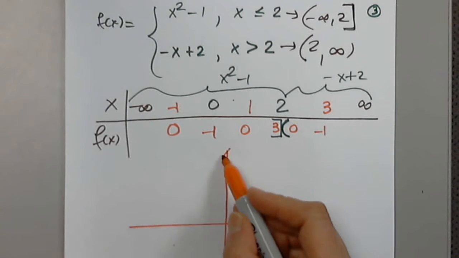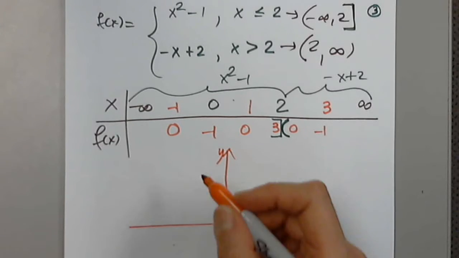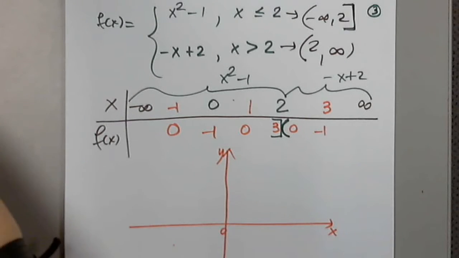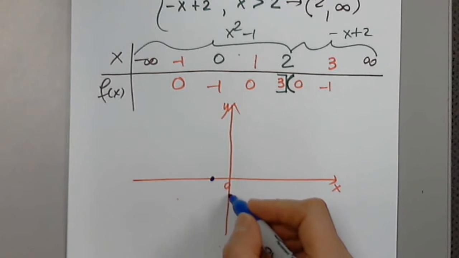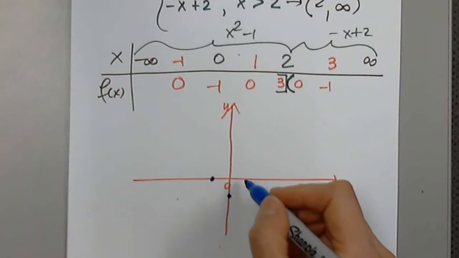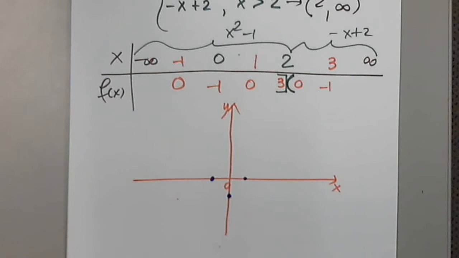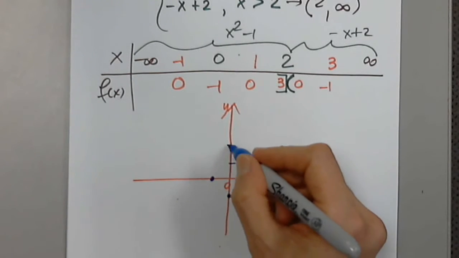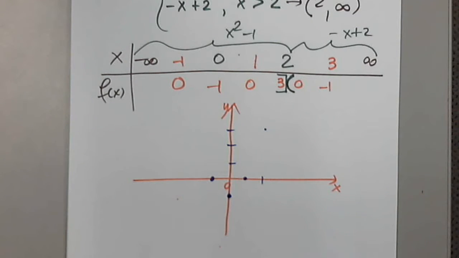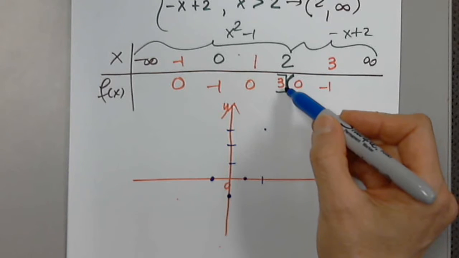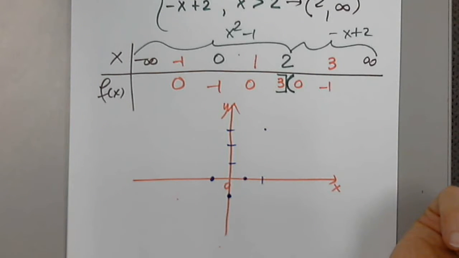So let's graph. The first ordered pair that you will ask me to plot, or you will plot, will be negative 1, 0. Awesome. Next ordered pair. 0, negative 1. Perfect. 1, 0. Very good. Very good. What type of point is this one? 2 comma bracket 3. Close.